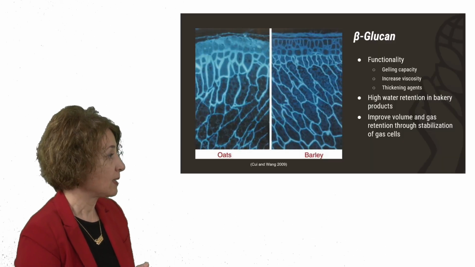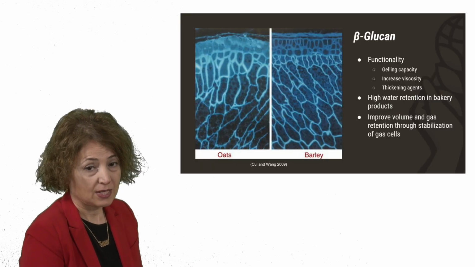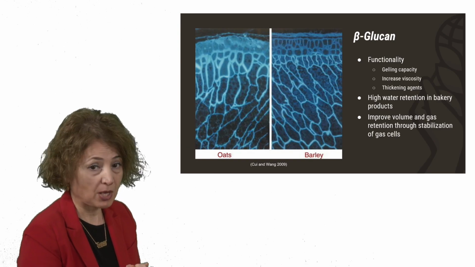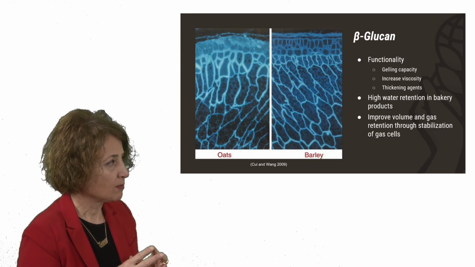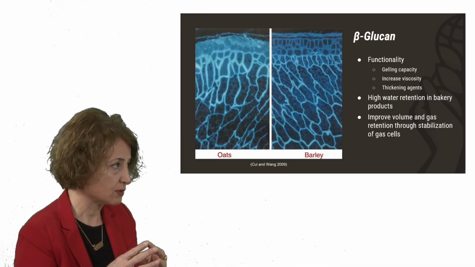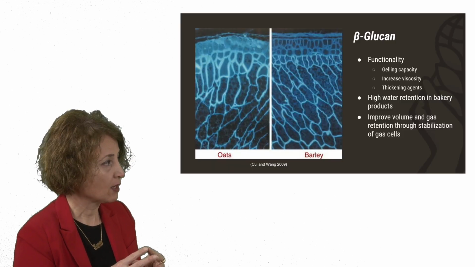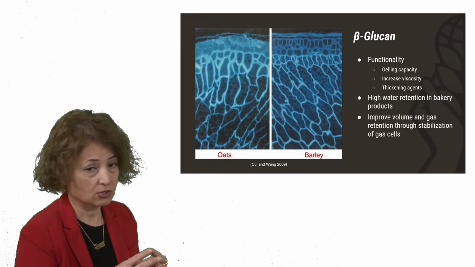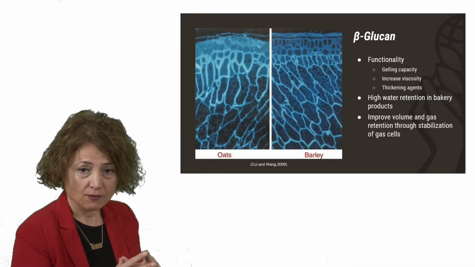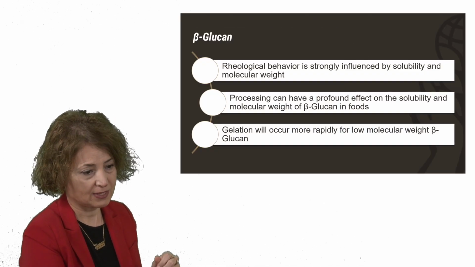Compared to wheat and rye, there is a higher amount of beta-glucan in oats and barley. It's the major one. And beta-glucan can also be found in the endosperm of these cereals, in addition to the bran portion. In bakery products, they have high water retention capacity, just like any other non-starch polysaccharide. And they also have a positive impact on the stabilization of gas cells.